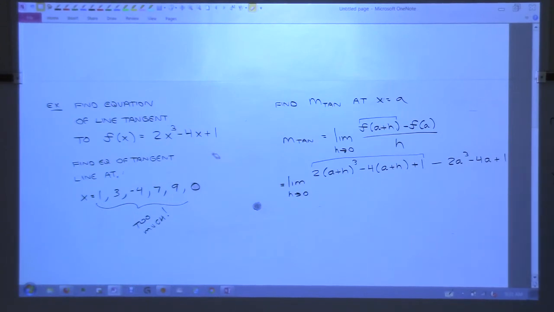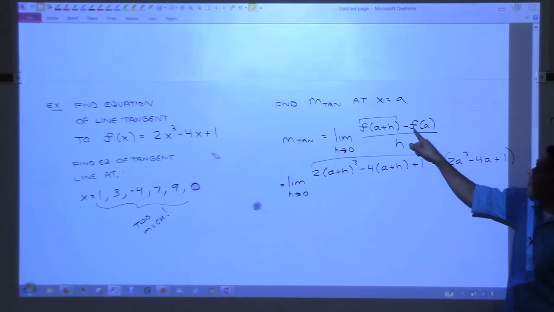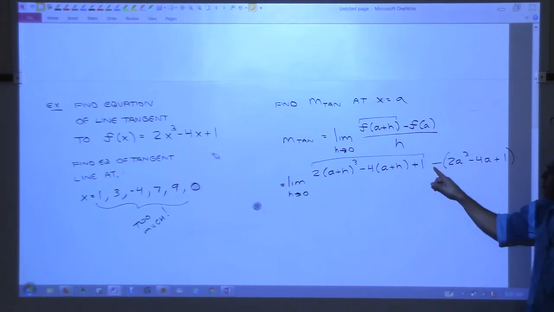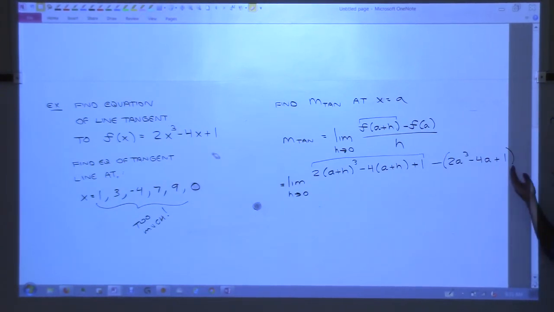I need a parentheses. I must have parentheses here. And the reason is because you're subtracting f of a, right? And if you're subtracting f of a, you're subtracting the whole thing, which means if it has more than one term, that negative is going to have to distribute. That is probably the biggest mistake I see students make, is they forget to put this in parentheses, and then things just go off the rails from that point on. Any questions on why I did that?